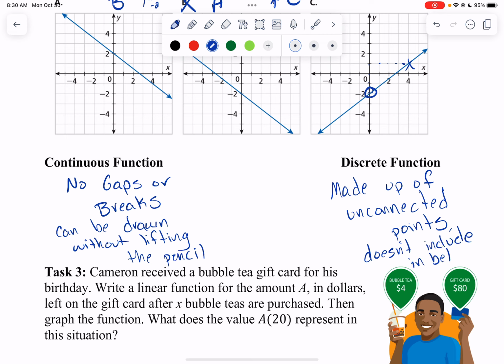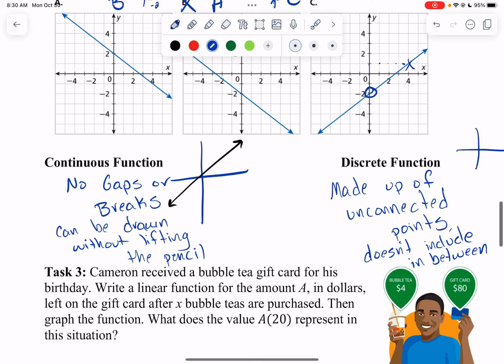What I mean by the in-between numbers is the numbers in between 1 and 2, or the numbers in between 2 and 3. So a continuous function is going to look more like this. A discrete function is going to look more like this. We don't include the in-betweens.